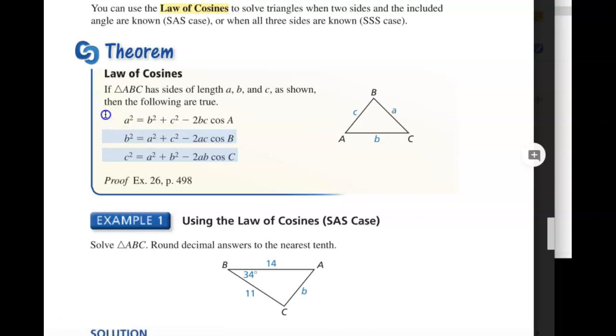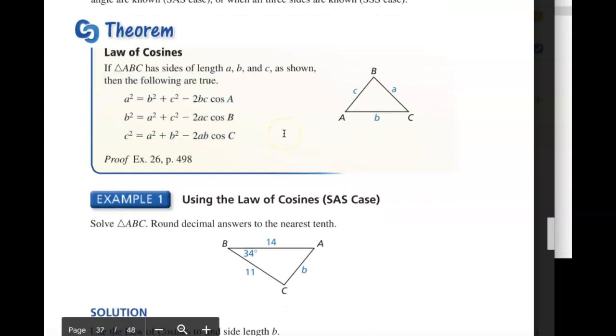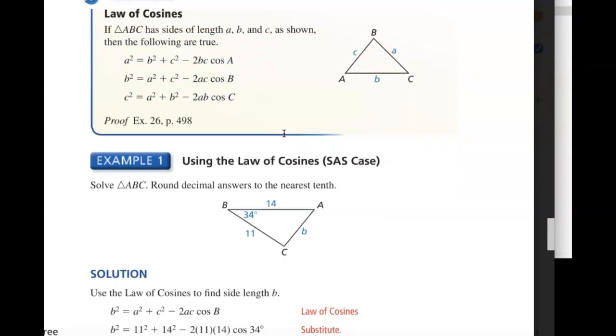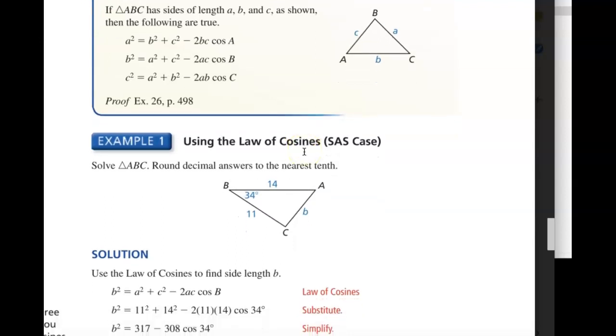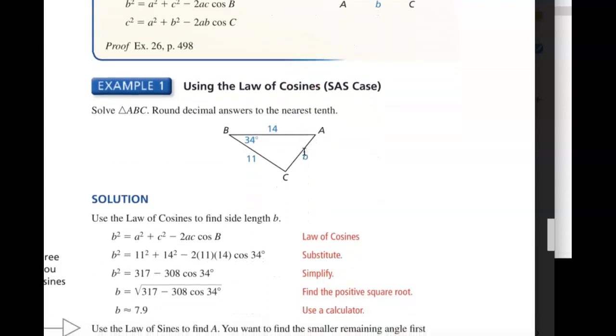So depending on whether we are given angle A, angle B, or angle C, we will use the first equation, second equation, or third equation, respectively, in order to find at least one of our missing sides. And so there are both the SAS case and the SSS case where we use law of cosines.